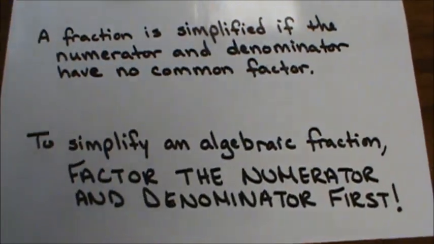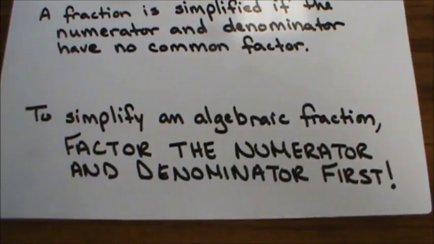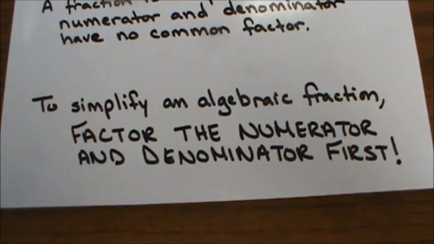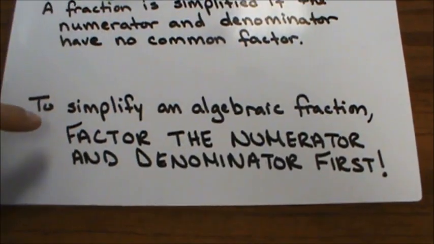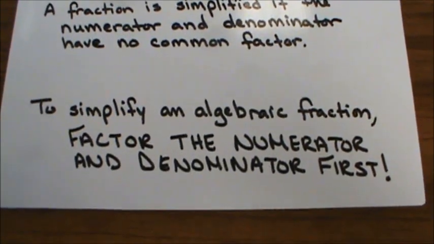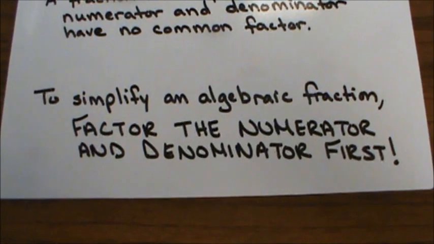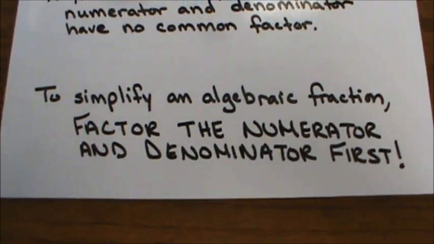To simplify an algebraic fraction, you need to factor the numerator and factor the denominator before you do anything else. This is the biggest thing that students will get wrong in this section, is they don't factor first. Factor, factor, factor first.